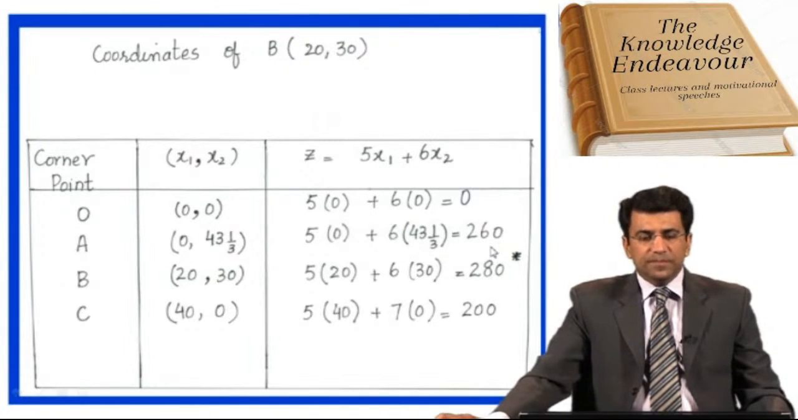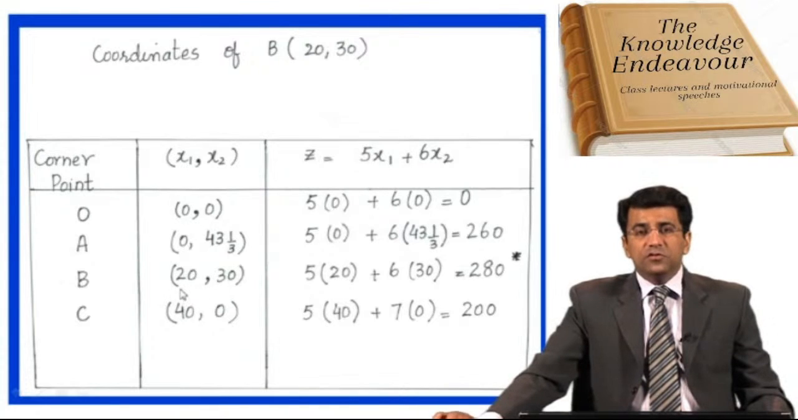Similarly, at this point B, the coordinates are 20 and 30. If we put the values of x1 and x2 as 20 and 30 in this objective function, we will get the value of objective function equal to 280. Again, what is meant by this calculation? That if we produce 20 units of product 1 or x1 and 30 units of product 2, that is x2, we will have the profit equal to 280.